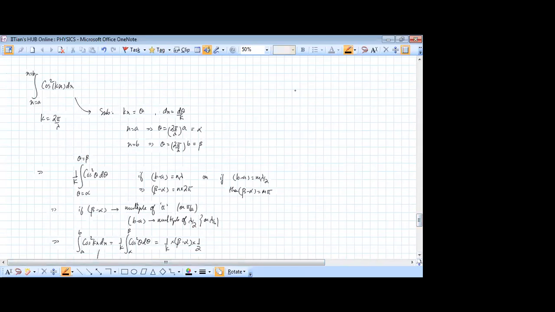So this will work for sine square functions. Sine square kx, integrated from a to b, will be the same, provided we have this condition that b minus a is an integer multiple of lambda or lambda by 2.